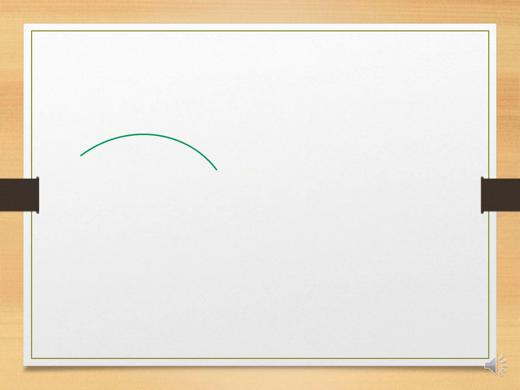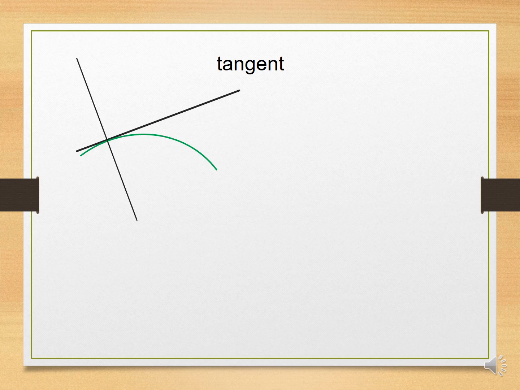So let us look at the concept. If you have a drawing of this curve here, and a line that touches the curve here, this line we call a tangent. We may also have a line which is perpendicular to the tangent, and this line we call a normal line.